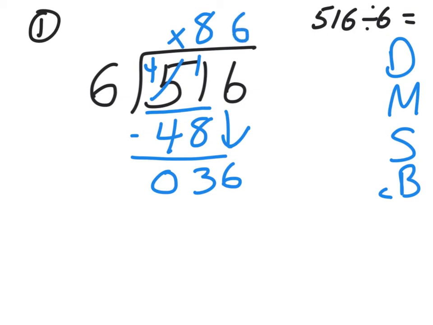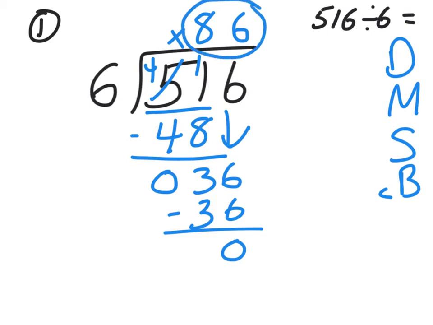Multiply now. 6 times 6 is 36. Subtract is the next step. 0. There is nothing left to bring down. The 0 is clearly smaller. My answer is 86. Okay? So, not too difficult there. And we're actually not going to call this problem number 1. We're just going to call it a sample problem. Get rid of that.